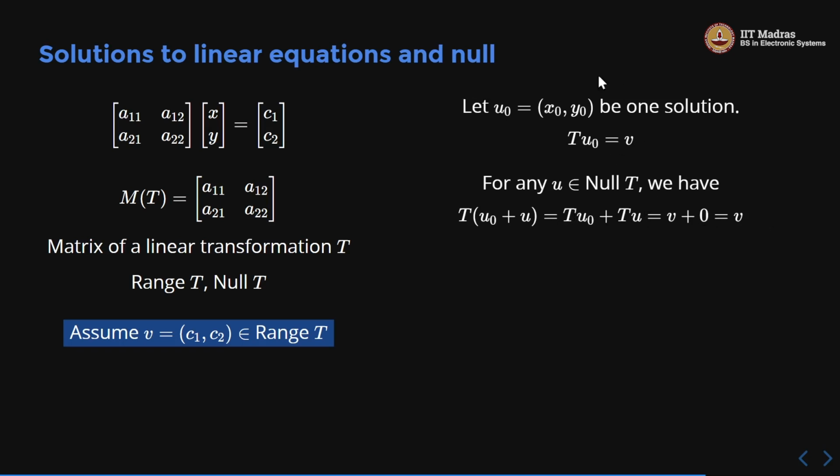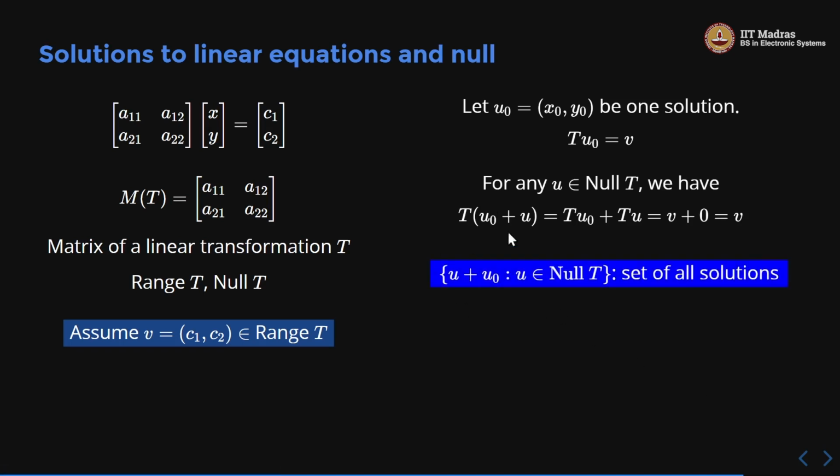So if by hook or by crook we found one solution, I can give you a whole bunch of solutions depending on the null space. T of (u0 plus u) is T(u0) plus T(u), which is again v. So this is how the null space enters the picture. It just amplifies the solutions for you. Give me one solution, and it can produce as many solutions as there are null vectors. If there are no null vectors, then you won't get anything more. If there are null vectors in the transformation, then you will get a multitude of solutions.